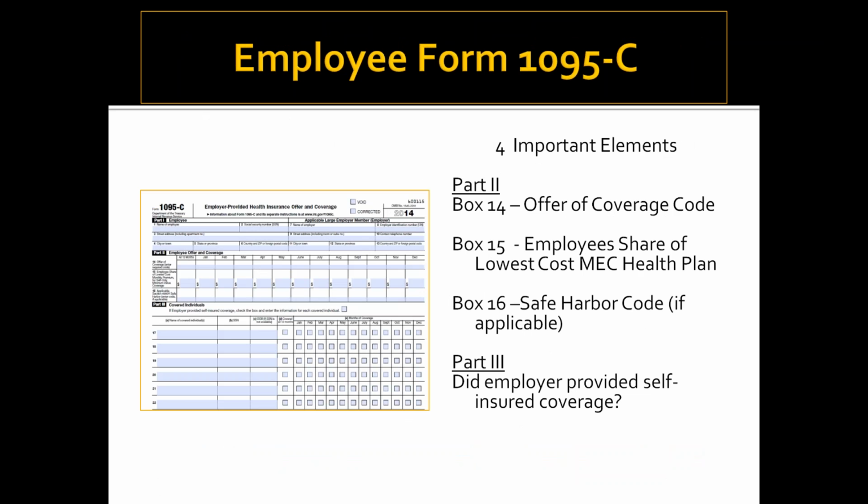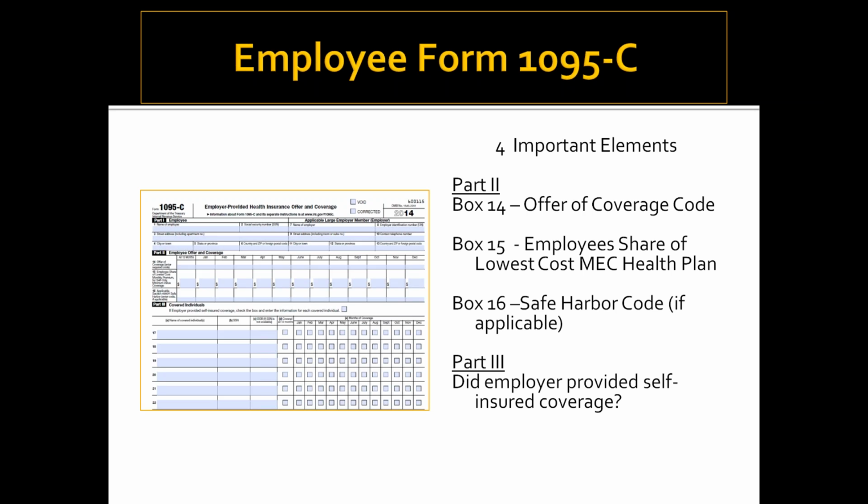This is the 1095-C form, and really there are four important elements of this form. Part 2, box 1 is the offers of coverage code: how was minimum essential coverage that meets the minimum value and affordability requirements of the Affordable Care Act provided to the employees, and their specific codes, and we'll look at each of those. Box 15: what is the employee share of the lowest cost health plan that meets the requirements of the Affordable Care Act? What was offered, not taken or accepted by the employee, what was offered to them? And then box 16, safe harbor, if it's applicable.